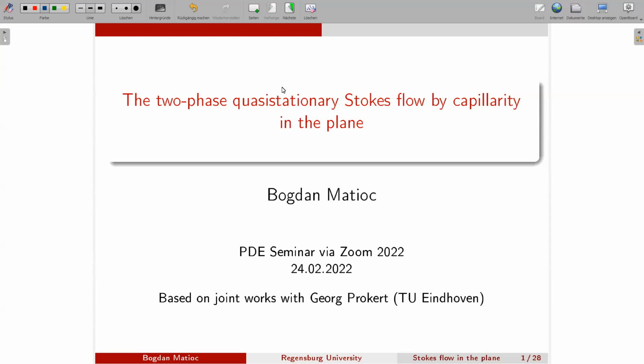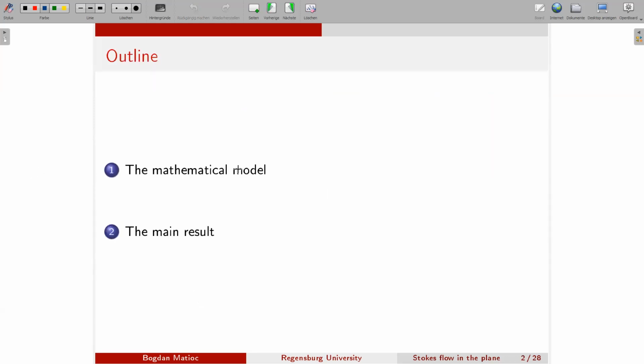It's a pleasure for me to talk today about the quasi-stationary Stokes flow by capillarity in the plane, and the talk is based on two joint works with my co-author Georg Prokert from TU Eindhoven. So the outline of the talk: first I will present the mathematical model, the governing equation, and then I will present the main result and some ideas of proof.